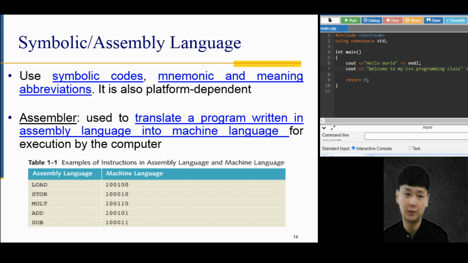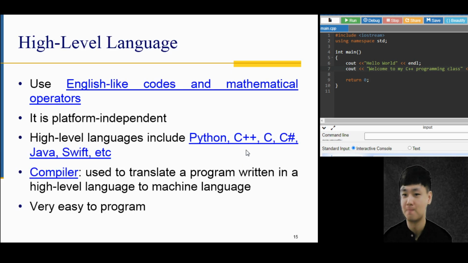So this translator, we call it an assembler. This assembler will help us translate all this assembly language into the machine language, which is then understood by the computer to perform some tasks. However, this assembly language is still quite difficult for humans to learn.